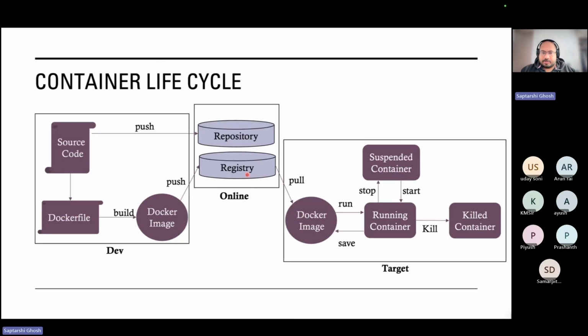What you will get access to is the registry, and then you pull the image from the registry. Then you run the image, and it becomes a running container. You stop, start, pause or resume it, and then you kill it. This is also similar to what you may have seen if you have done Java threads. It's a similar kind of life cycle model.